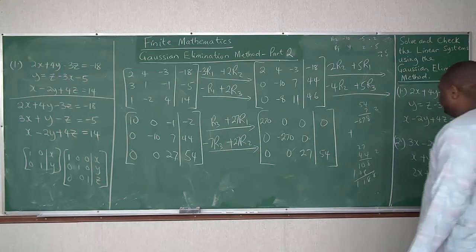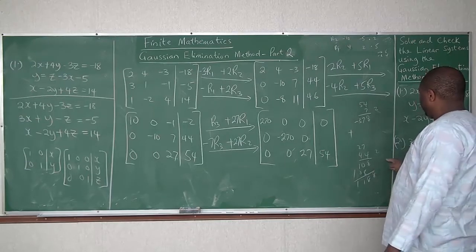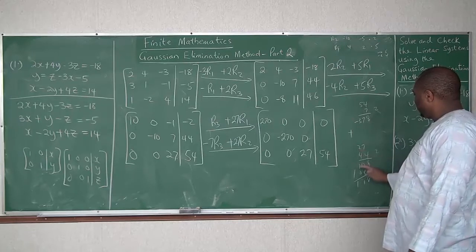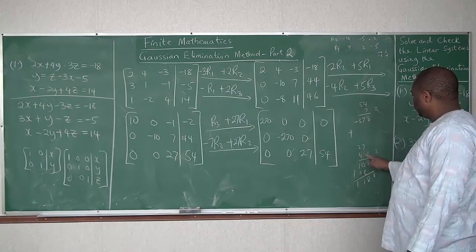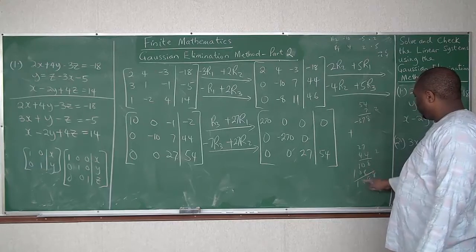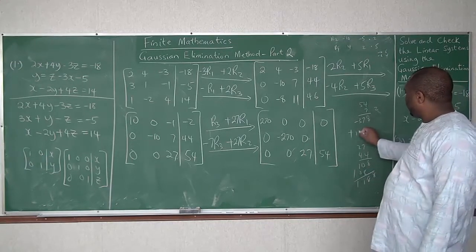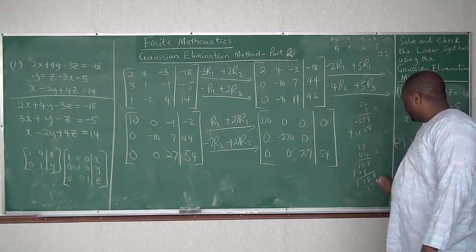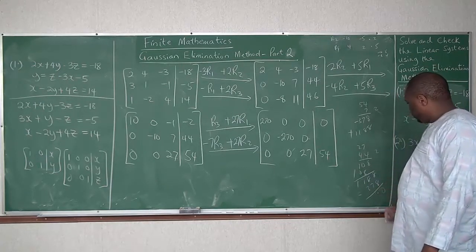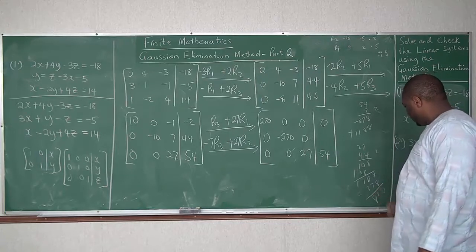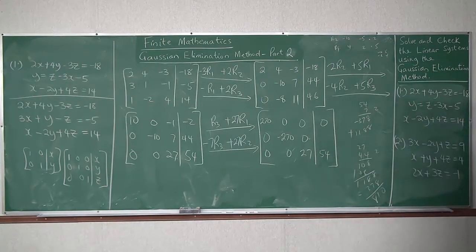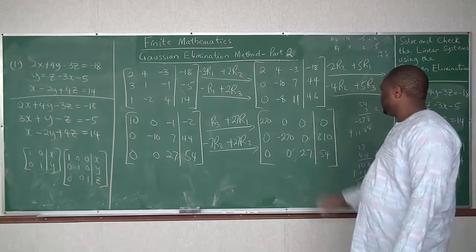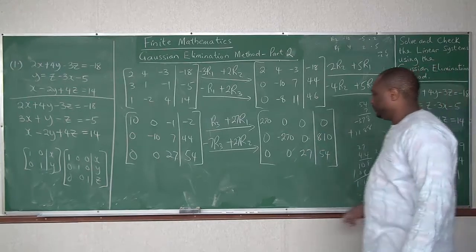Let's check it again. 4 times 7, 28, 2 times 2, 8 plus 2, 10. Okay, 1188. Now this is plus 1188. So 1188 minus 378 is 810.